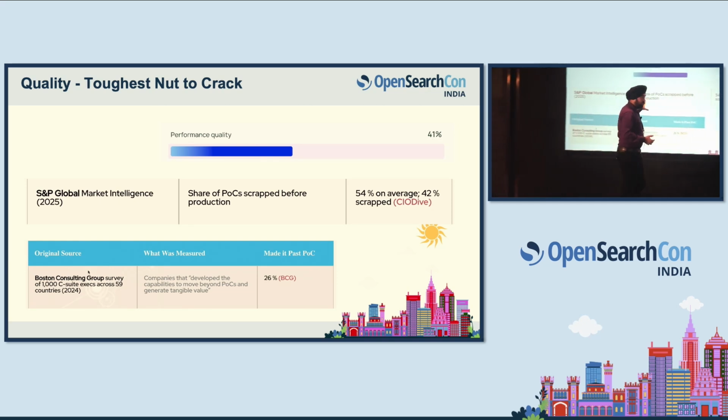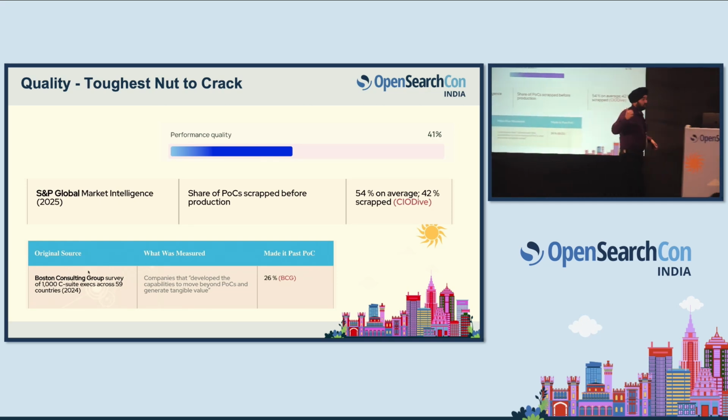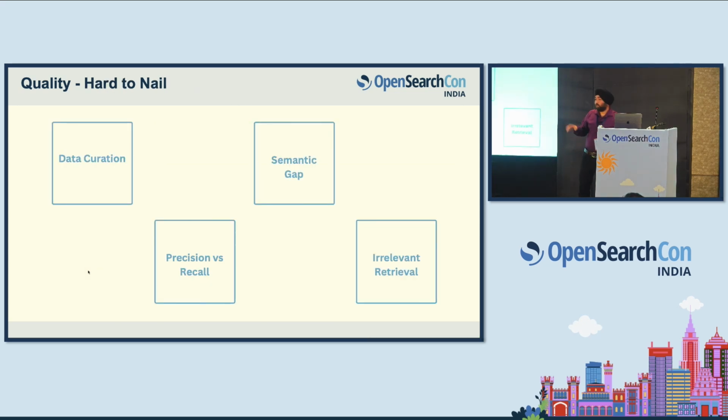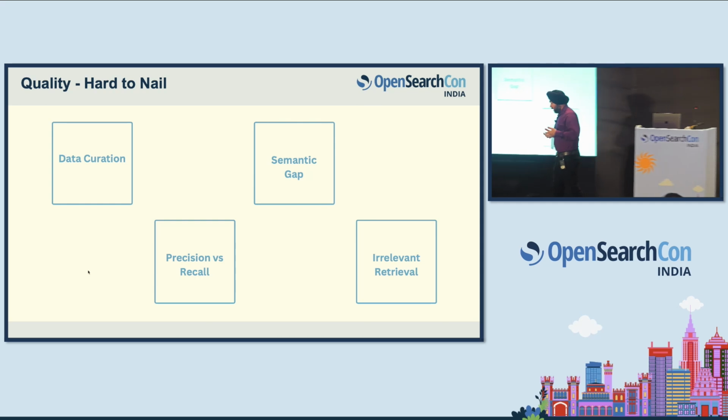There are a lot of other surveys and publications as well that point to a similar number, but you get the idea. Quality is the biggest hurdle. I'm sure those of you who have even ventured into implementing these systems, that's the first thing you run into, the quality of these systems. Why is quality so hard to get right in RAG systems?